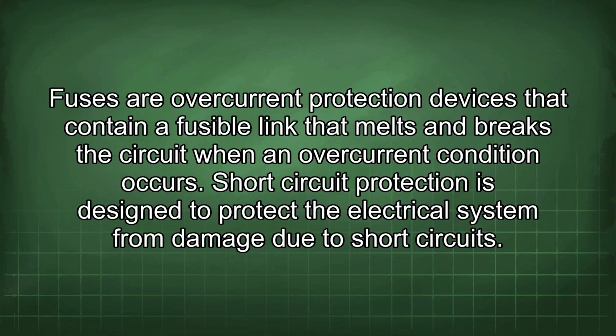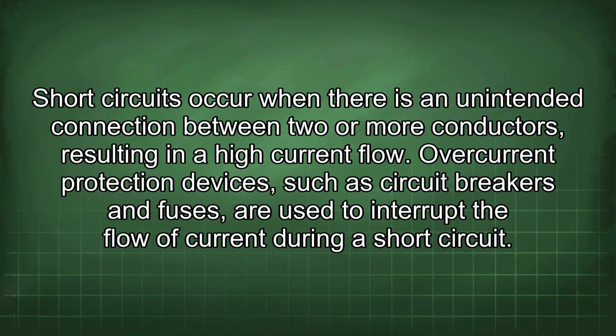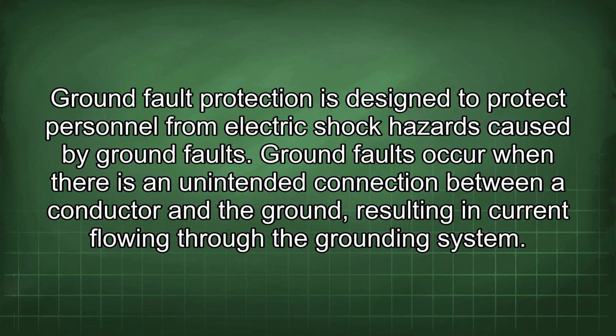Short circuit protection is designed to protect the electrical system from damage due to short circuits. Short circuits occur when there is an unintended connection between two or more conductors, resulting in a high current flow. Overcurrent protection devices, such as circuit breakers and fuses, are used to interrupt the flow of current during a short circuit.